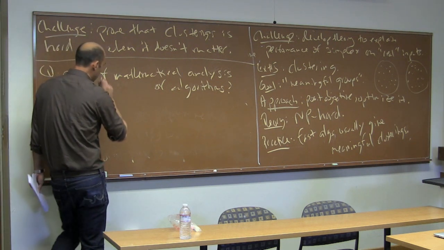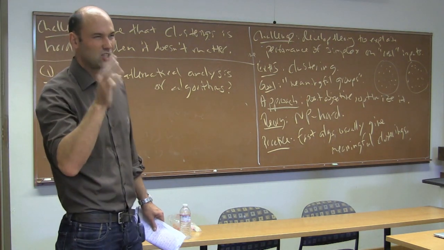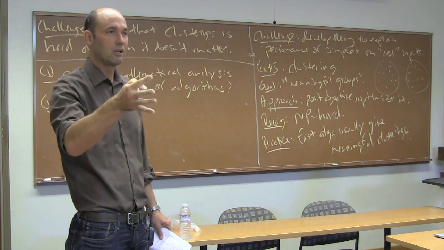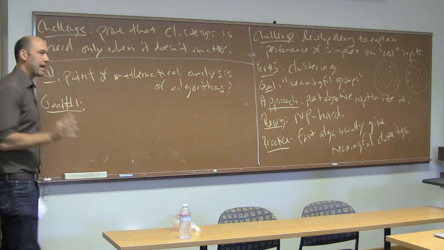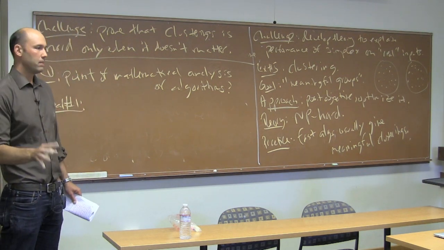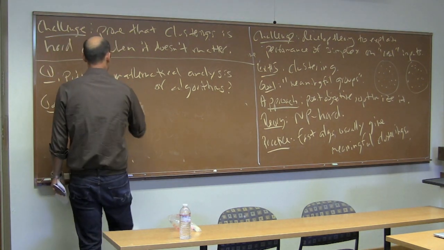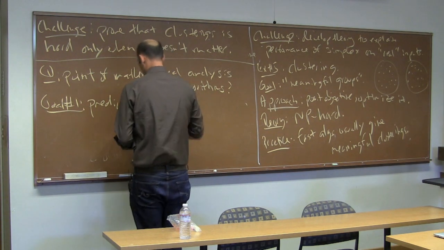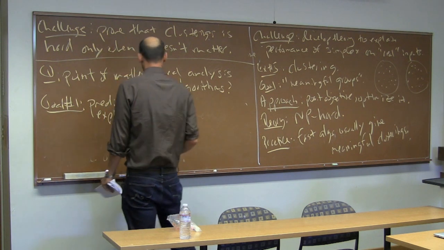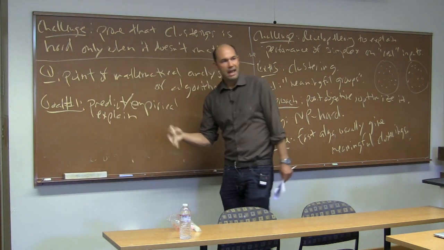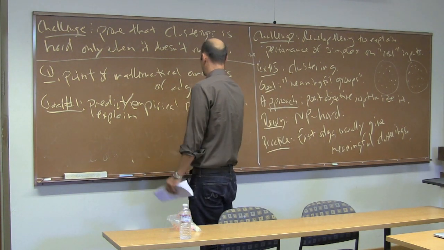So first goal, why do mathematical analysis of algorithms? Well, especially if you have some algorithm in mind already. Either you have to use a particular algorithm or you have a gut sense that it's the right algorithm. You might want theory to give you an accurate prediction of that algorithm's performance, how well it's going to do. So predict or explain empirical performance. Maybe you even already know the performance and you just want a good mathematical model of why it performs the way it does.